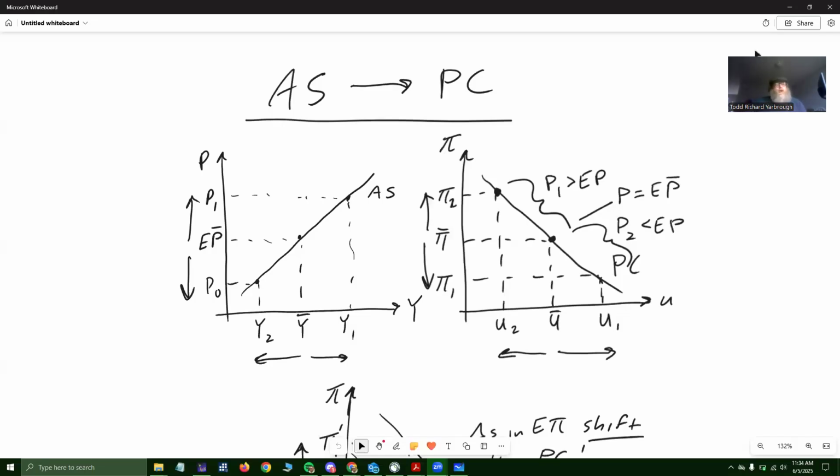All right, good morning. My plan today is to talk a little bit more about the relationship between inflation and unemployment, in particular within the context of the Phillips curve and the two theories of aggregate supply that we introduced yesterday, the sticky price model and the imperfect information model.